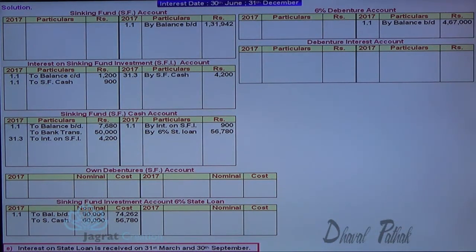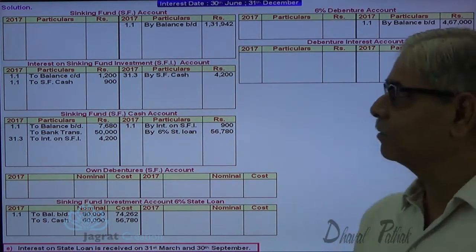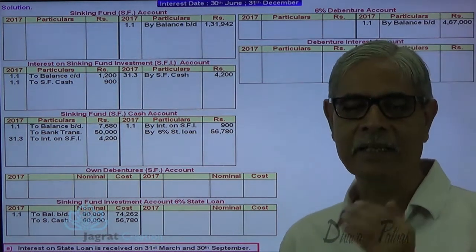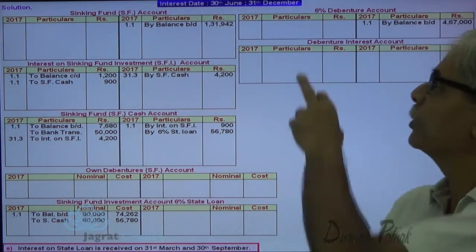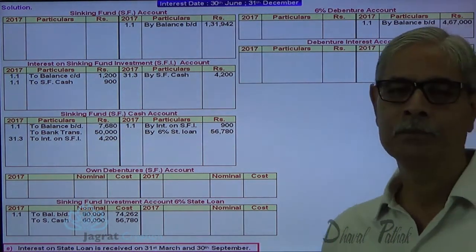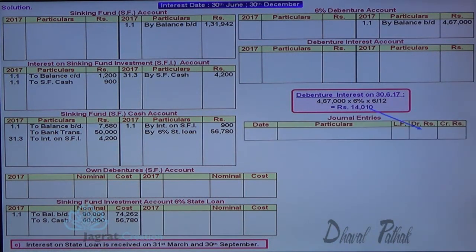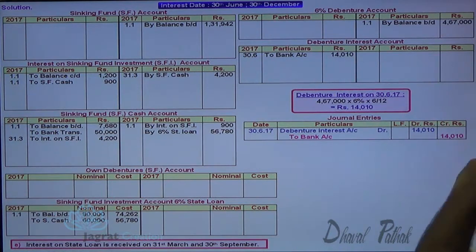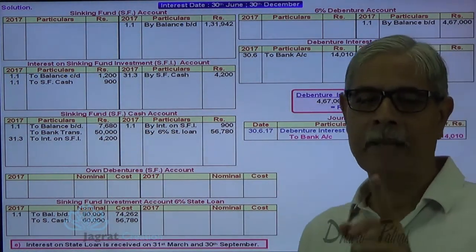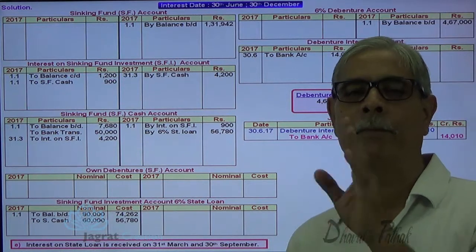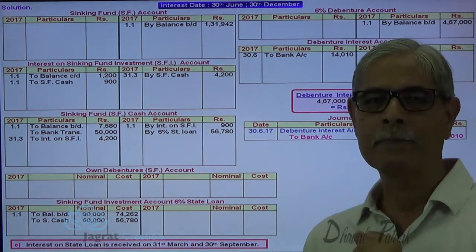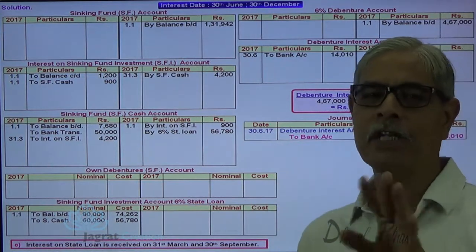Now, is there any transaction between 31st of March and 30th June? 30th June is the date on which the interest is payable. Look at it. There is no such transaction in the sum, as I told you. So debenture interest is to be paid on 30th June. Debenture interest account debit to bank account credit. Here bank account credited cannot be recorded, because debenture interest is the expense of the company and that will be paid out of the company's bank account. This is a cash account specially for sinking fund purpose.